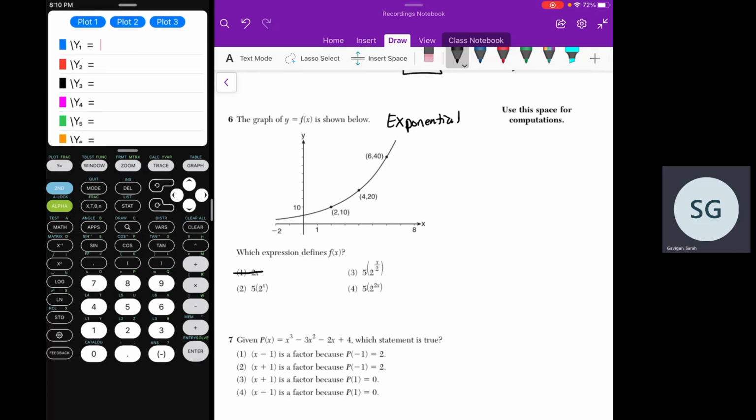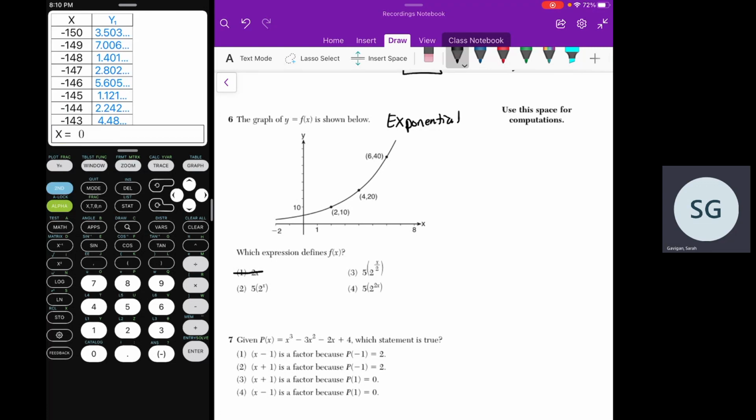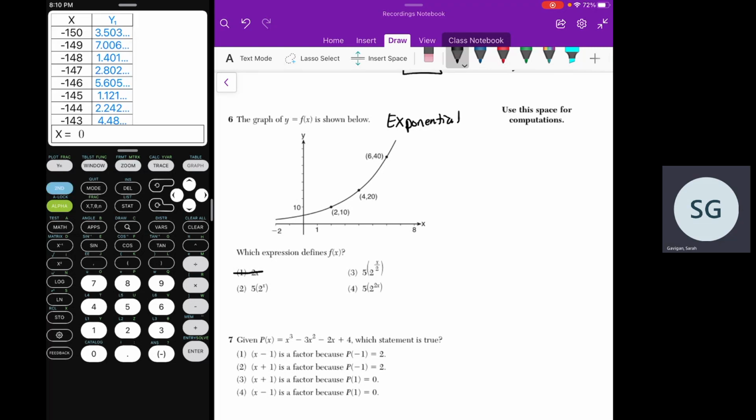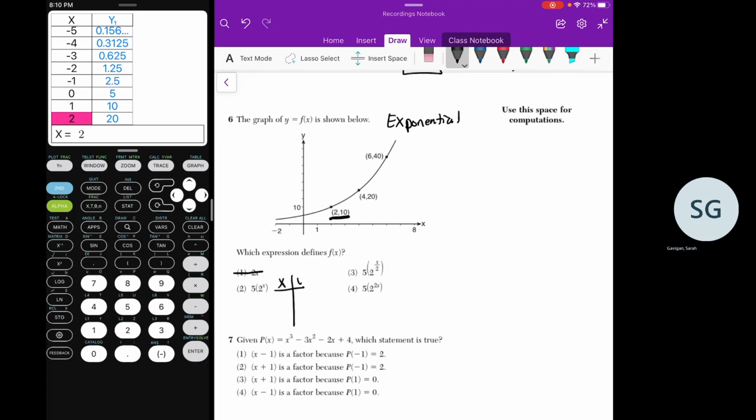Let's go back to your y equals screen. Let's type in choice 2. Go to your table of points and see. Okay. So I'm looking for 210. My graph here says that I have 220. So that's automatically not it.